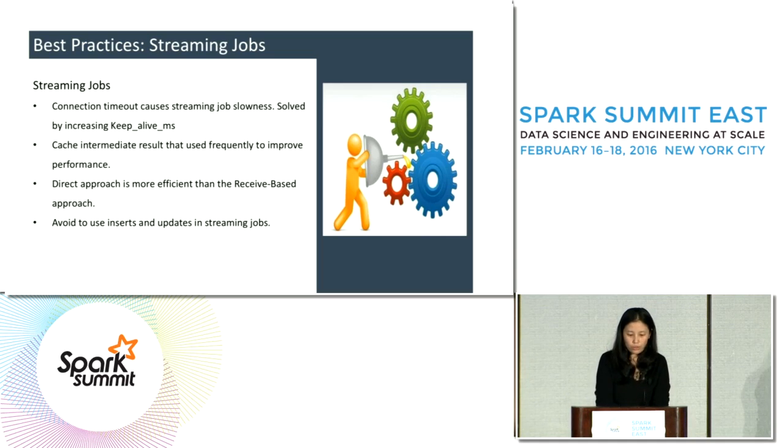There was also one time when we saw a Spark streaming job running very slow. By digging into the code, we found some of our code had insert and update, which is a synchronous operation. By changing to an asynchronous operation, like save to Cassandra, the performance improved about 10x.